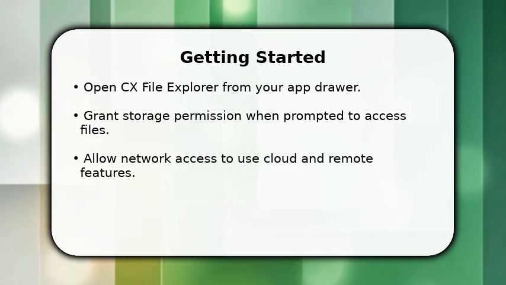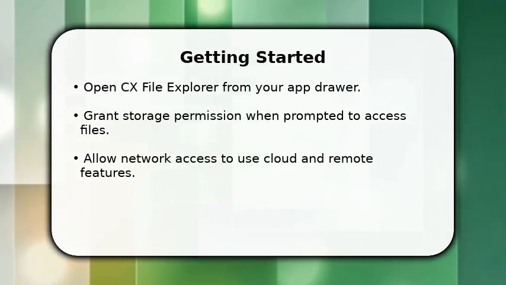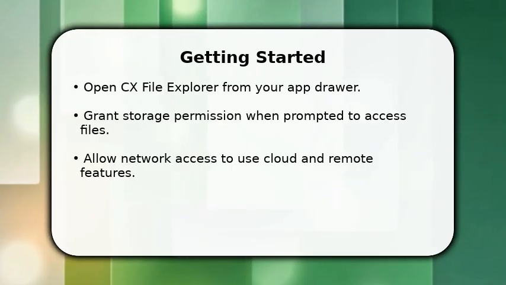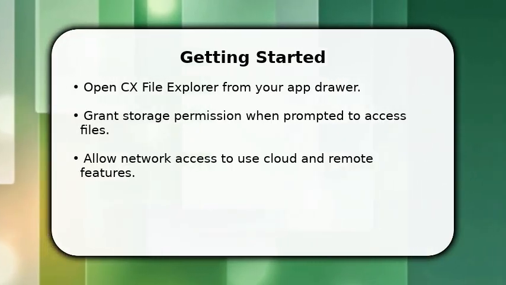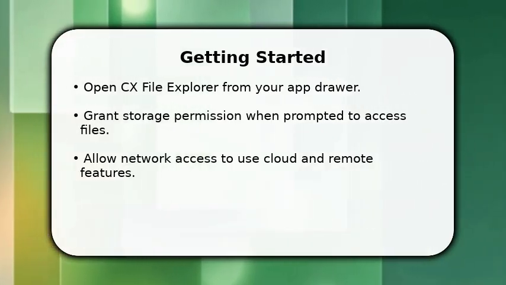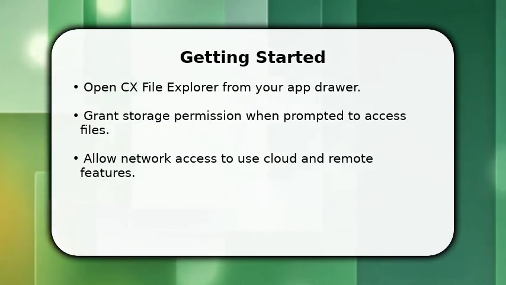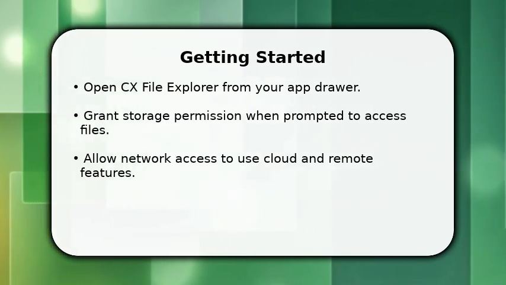In this video, I will show how to use CX File Explorer. Open the app and tap Allow to grant storage permissions, then explore the Home categories to locate files quickly. Use the navigation drawer to access local, cloud, and network storage.